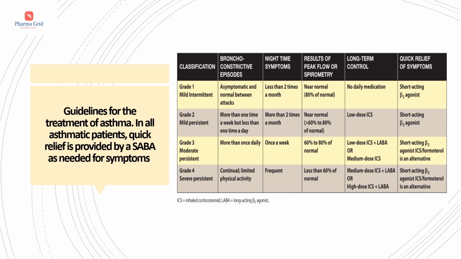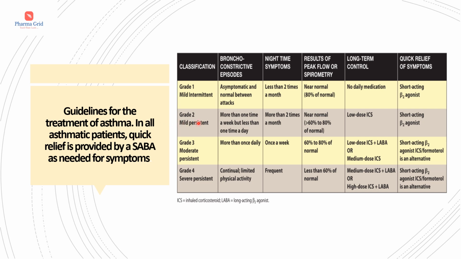Guidelines for the treatment of asthma. In all asthmatic patients, quick relief is provided by a short-acting beta-2 agonist as needed for symptoms. So here asthma can be classified as grade 1, grade 2, grade 3 and grade 4 based on the symptoms as well as the bronchoconstrictive episodes. So grade 1 means mild intermittent asthma. Here for long-term control there is no need of any daily medication. For quick relief of symptoms we can use a short-acting beta-2 agonist.